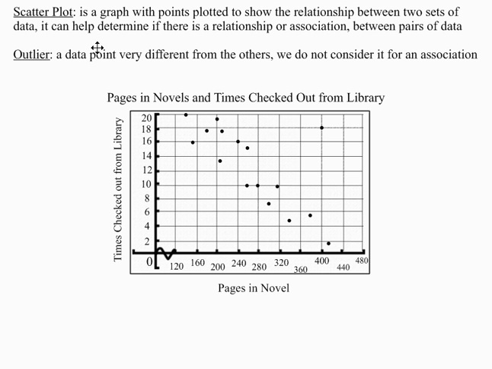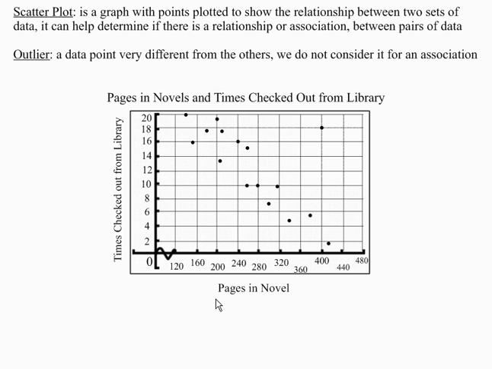So first of all, let's break this down. It's a graph, and we can all agree that right here in front of us we have a graph. Now, there are points plotted on it, which we can see. All these points are plotted on it, and it shows a relationship between two sets of data. So let's talk about what those two sets of data are.